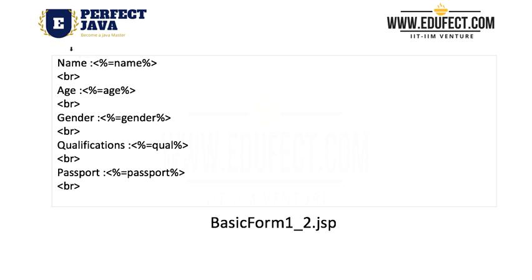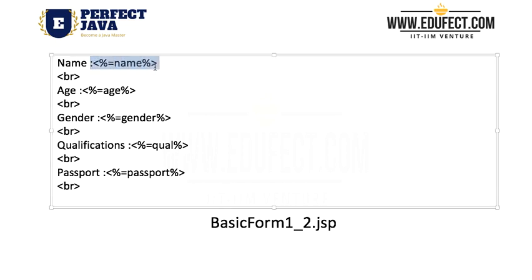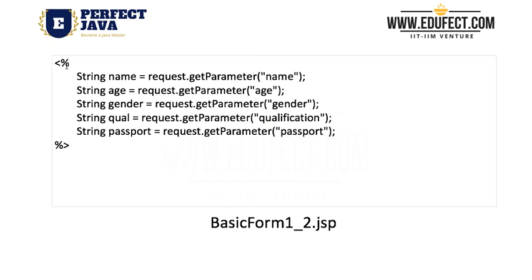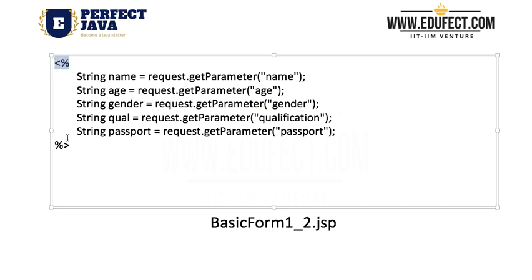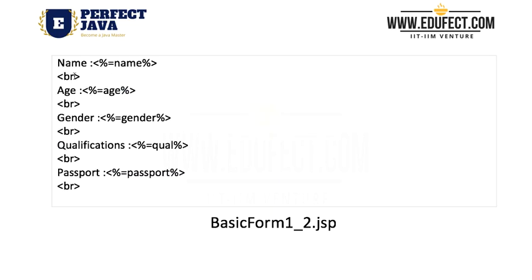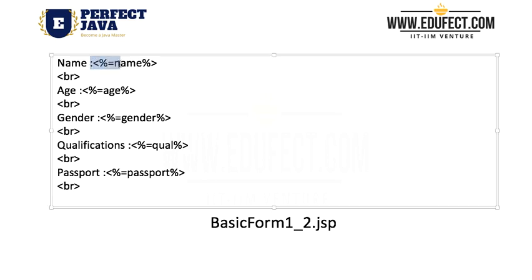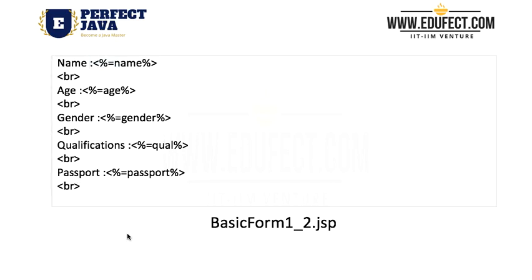This is how we will print them. Below that we will write this, name colon. This is HTML, so this will get printed in HTML, and then we are putting it within our JSP tags. So exactly the same JSP tags. This is where we are writing our Java code. This is what our JSP tags mean. So here we have written Java code. Similarly, this is now in HTML, and within this we have printed our JSP variable. Same we are doing with age, gender, qualification, and passport. So this is how we are printing them.